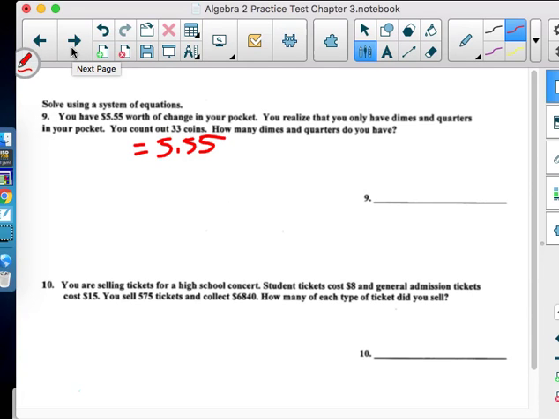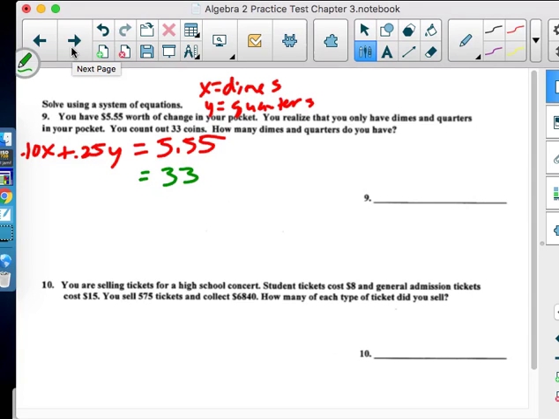So that one's about money. What else in that information was something about money? Dimes and quarters. So we know that dimes are 10 cents each, and we know that quarters are 25 cents each. So x is going to be my dimes, and y will be my quarters. Has to be another total. We can't solve this if we don't get another equation. What was the other total? 33.